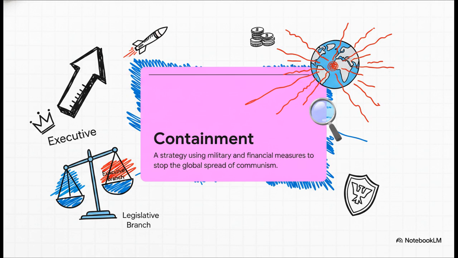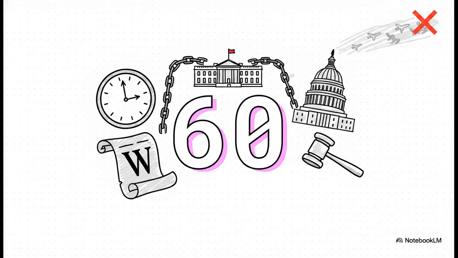The balance of power shifted heavily toward the presidency because, well, the Cold War demanded rapid, decisive action. But the pendulum always swings back. Following massive public frustration over the Vietnam War, Congress slammed on the brakes.